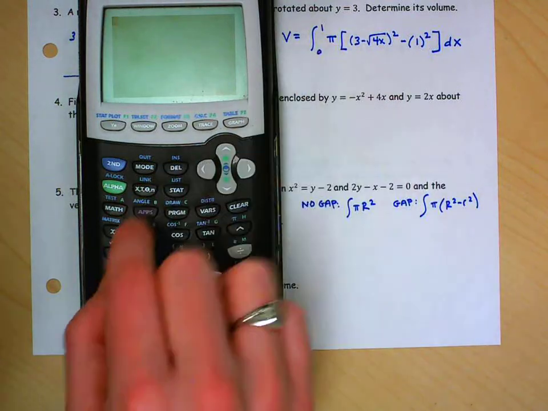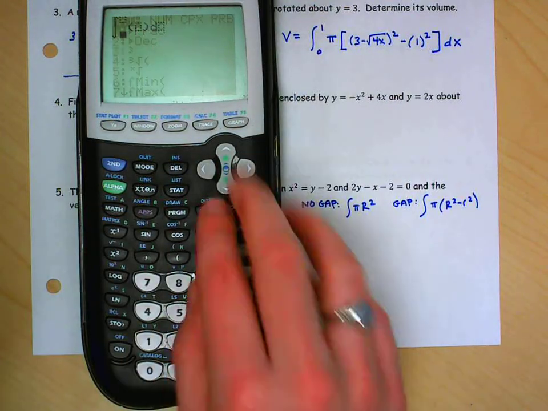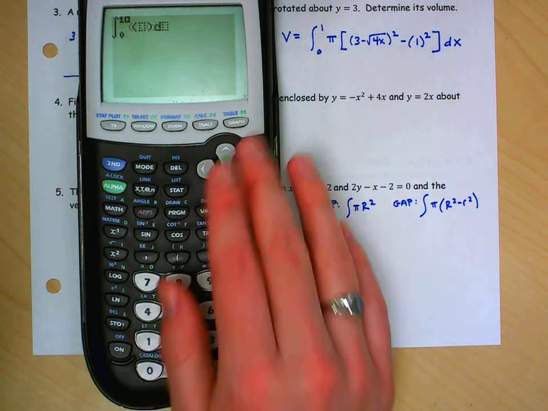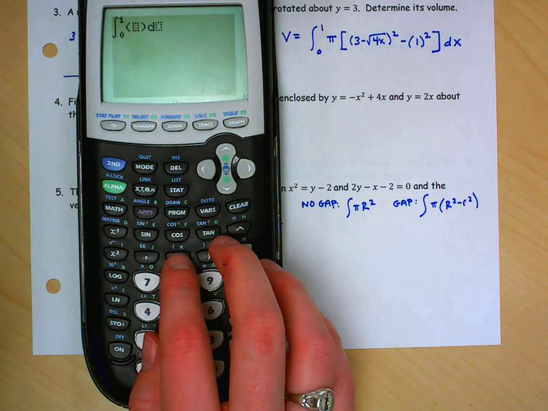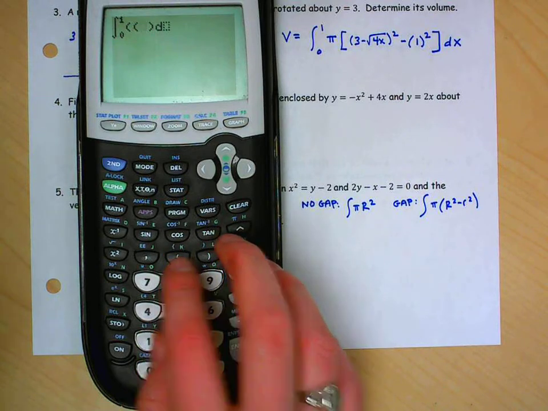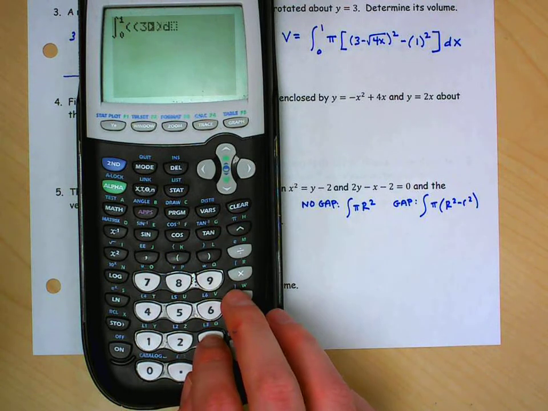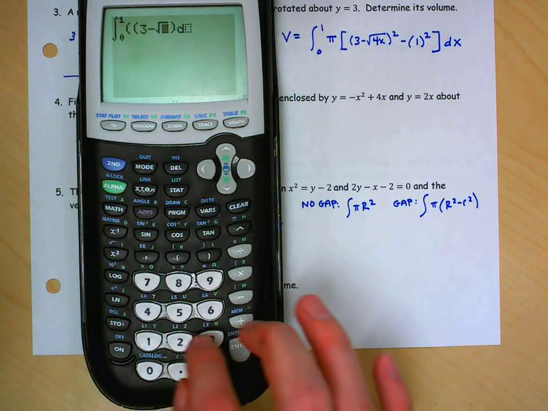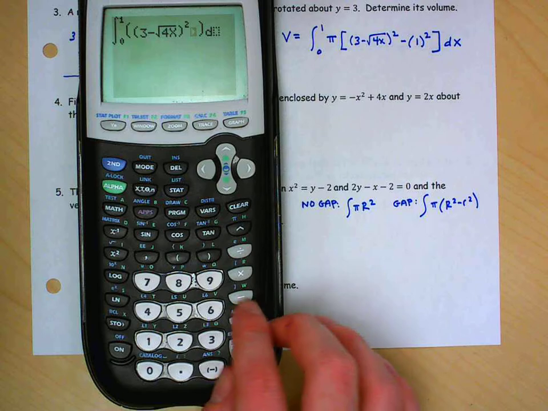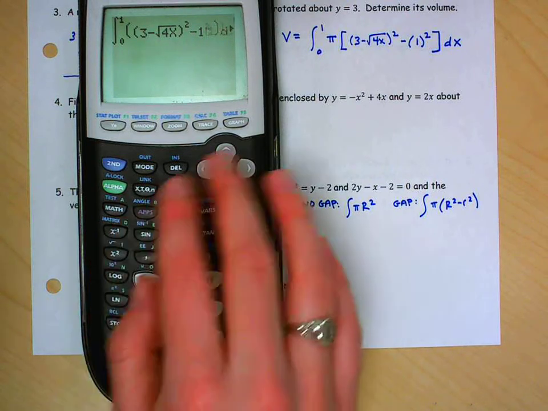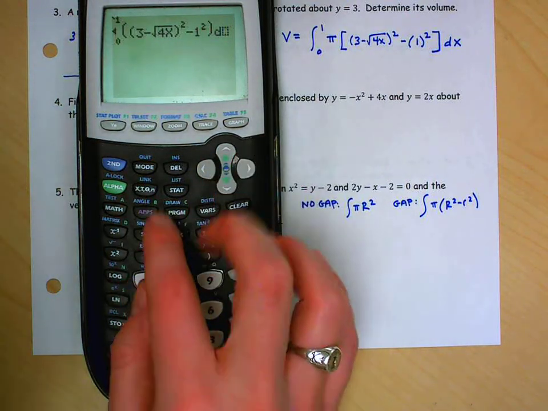I'm going to not type in pi the first time. We're going from 0 to 1. Again, I'm not going to type in pi this first time. Check it all in there.